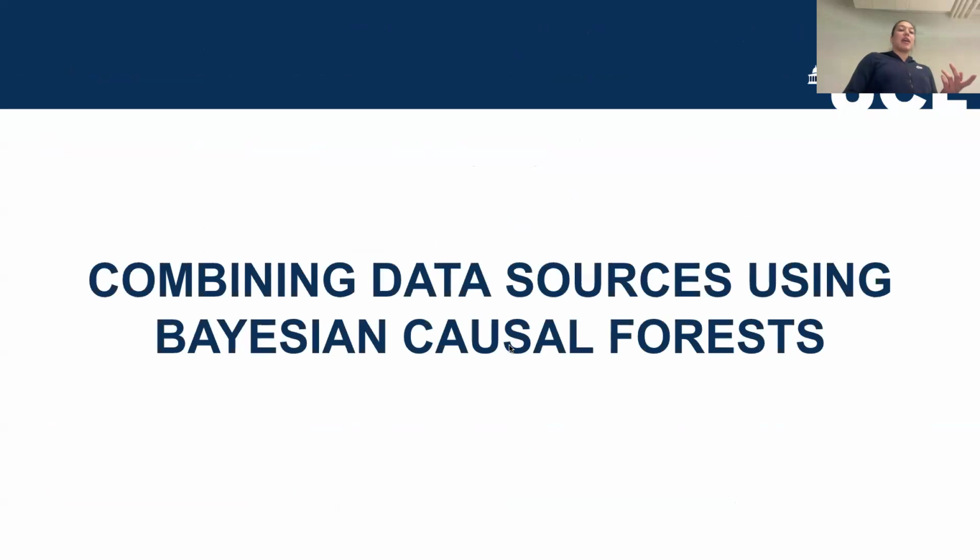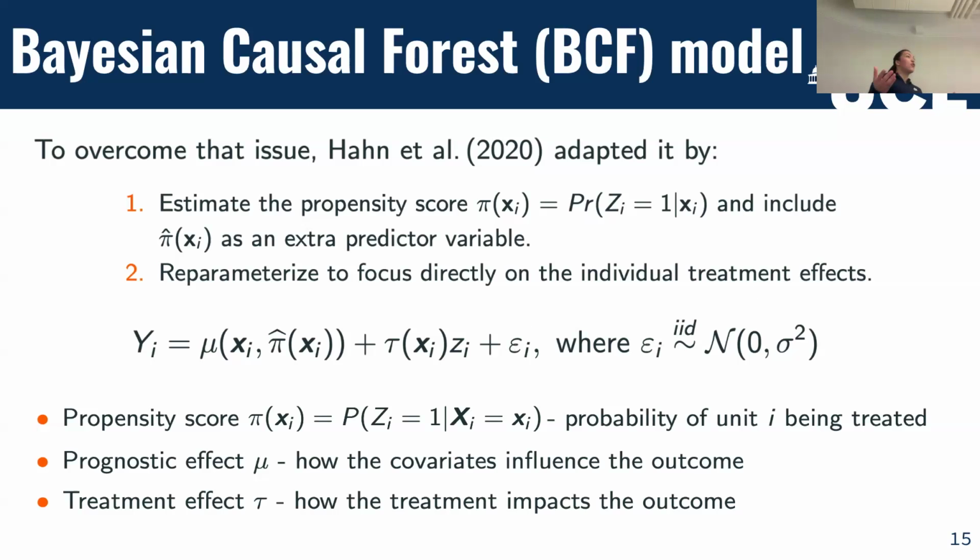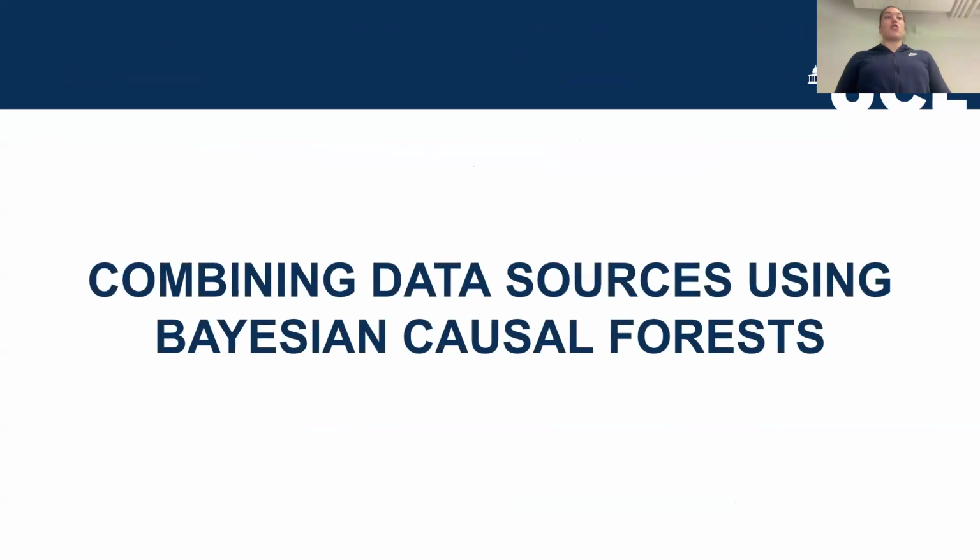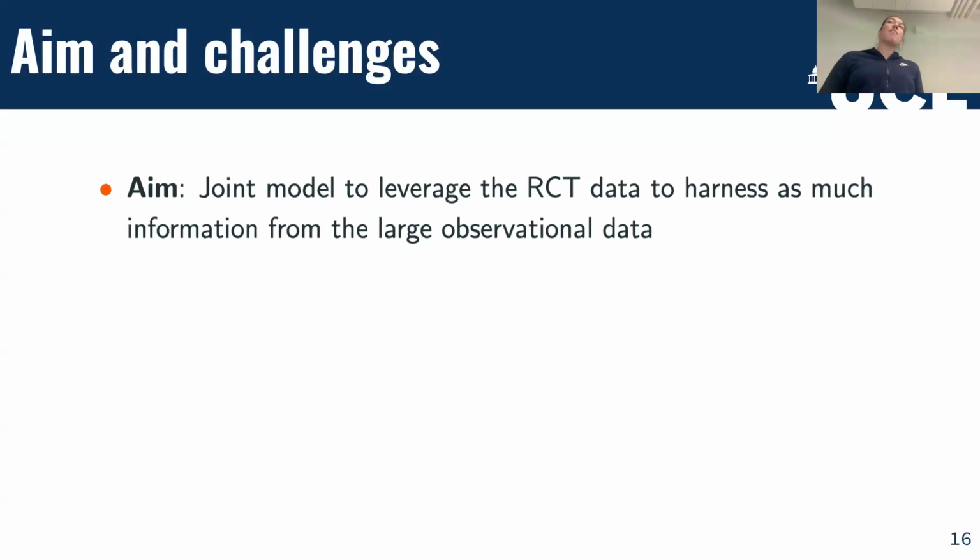So that's how we use BCF in general, but it's mainly created for observational data. Observational data, as we said, is perfect. There's a large amount of data, but it might have problems when we have strong confounding. So our goal is to combine data sources using Bayesian Causal Forest. The aim is to create a joint model to leverage the RCT data to harness as much information from the large observational data.